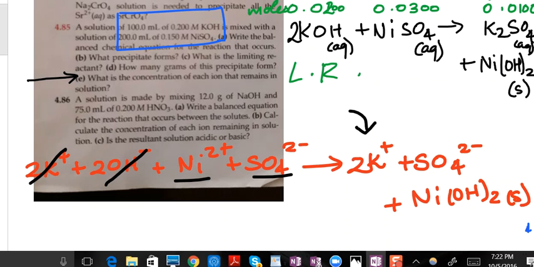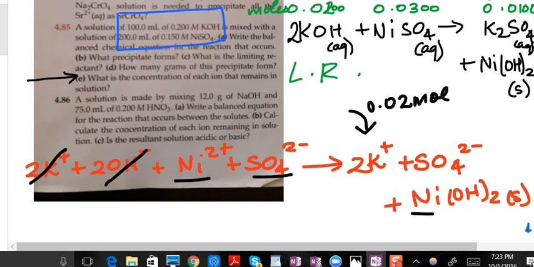And we know we had 0.02 moles of KOH, so we must have 0.02 moles of K plus, okay? There is no OH minus remaining. All of that is a precipitate. So now the deal is how much sulfate.